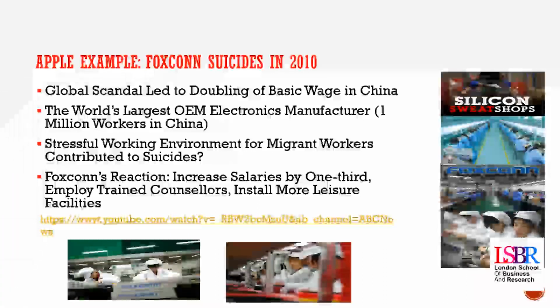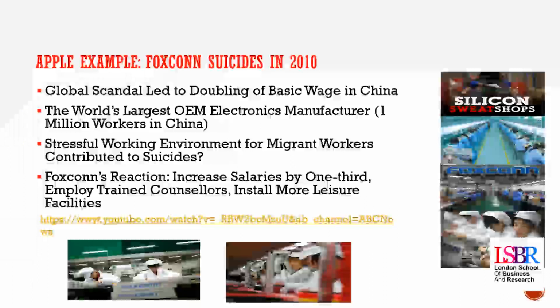So essentially the world's largest OEM, or electronics manufacturer, Foxconn, they have 1 million workers in China. So that's how big Foxconn is. They're not just a small factory in the middle of nowhere. They have 1 million workers across China. The working conditions of their employees were so stressful that it led to a number of migrant workers in China committing suicide. I think at one point, in 1 week, 10 workers committed suicide at Foxconn.